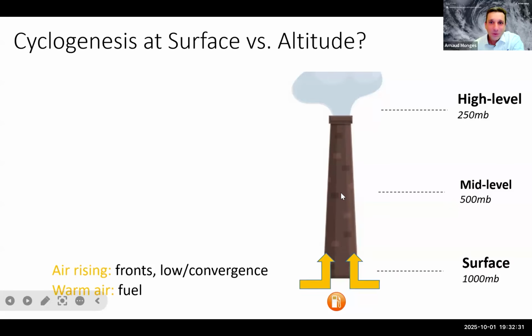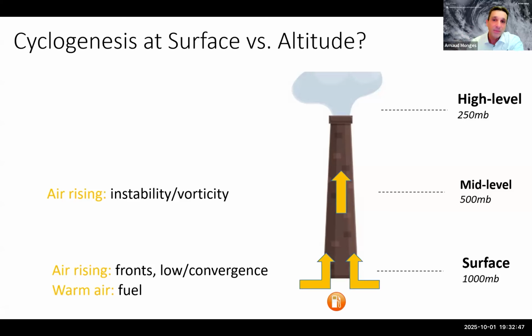But if you can have interesting features at the top, it will also greatly help the system develop. So in the middle, at mid-level, what you want is the air to keep rising, keep feeding the rising. What you need is instability, or in other words, vorticity. And we are going to go into this later on.